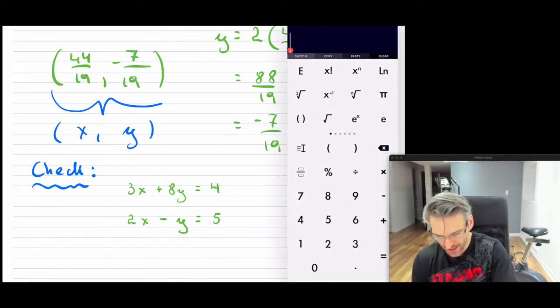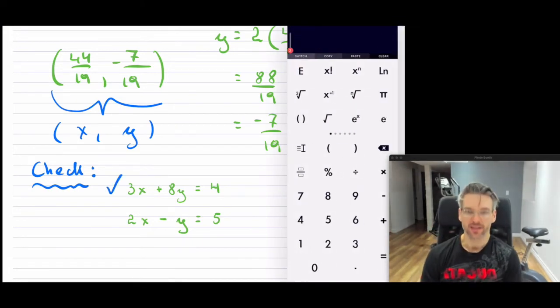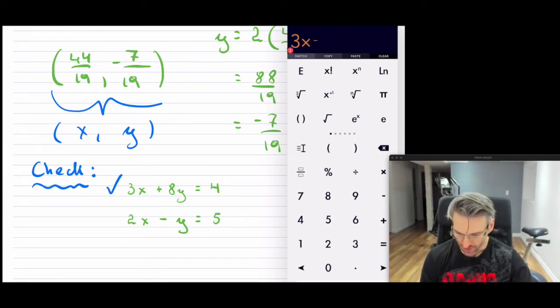So let me take the first line. The first line is 3 times x, and x is 44 over 19. And then it is plus 8 times, and this is negative 7 over 19.